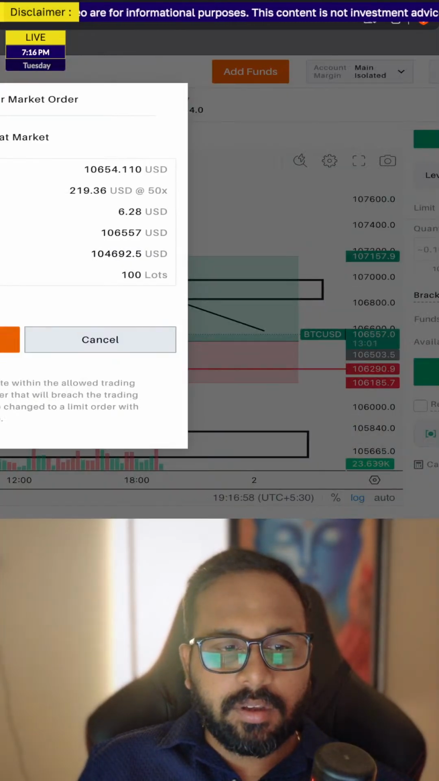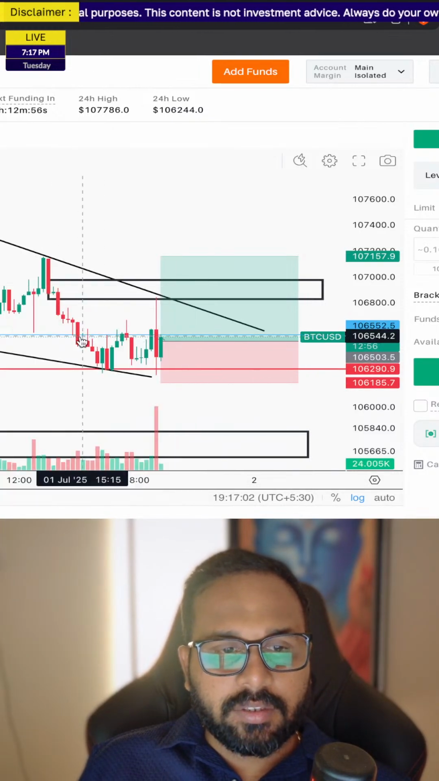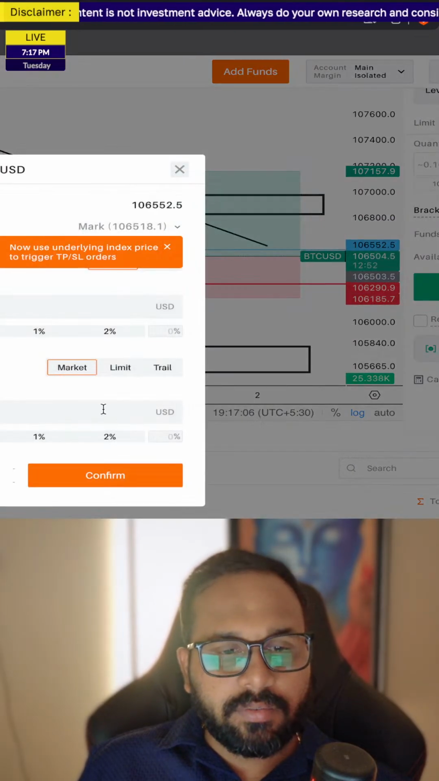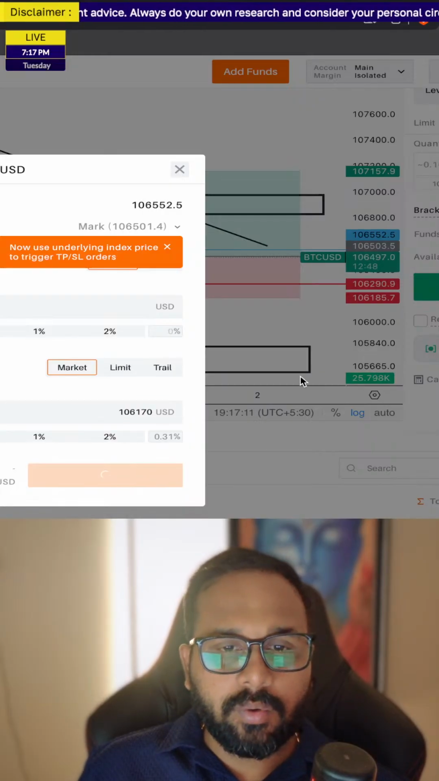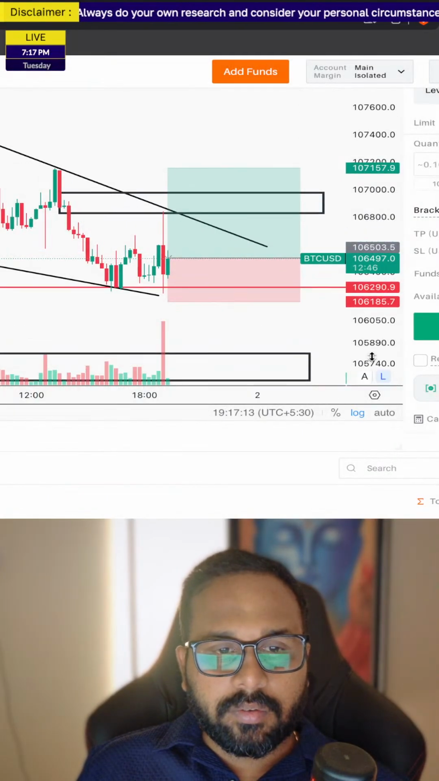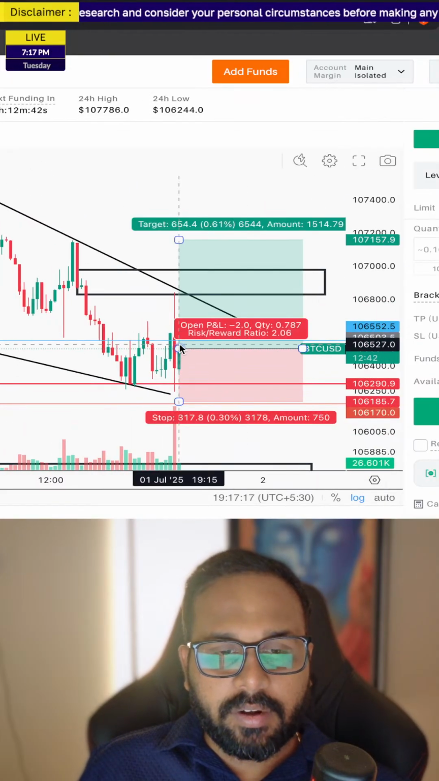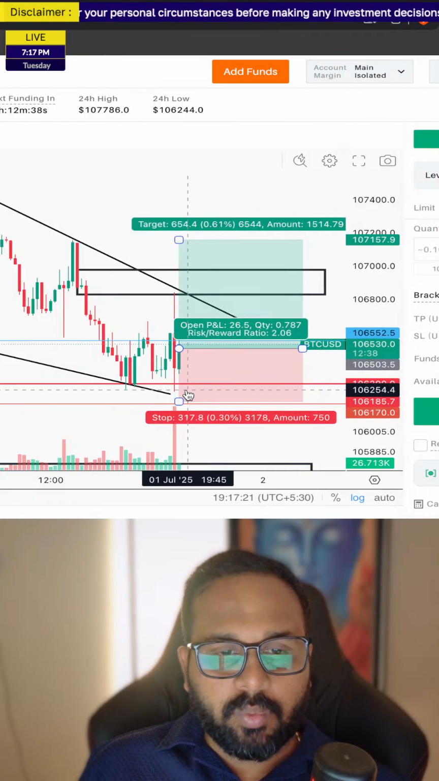I've entered, I've placed the order. I'll take the stop loss here. Those who consider yourself a safe trader, maybe you can keep quiet. You need not enter right now. So I have entered. This is my entry point. This is my stop loss point. This is the previous supporting zone.